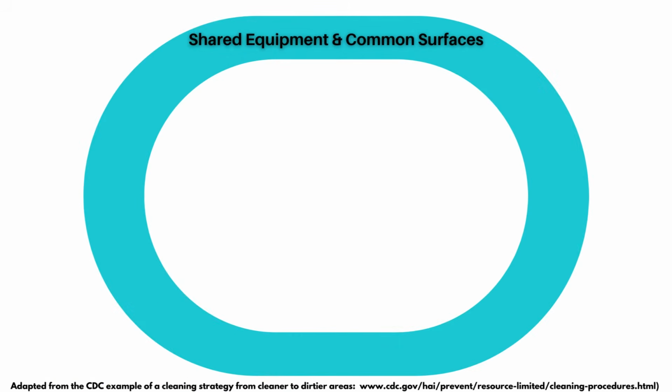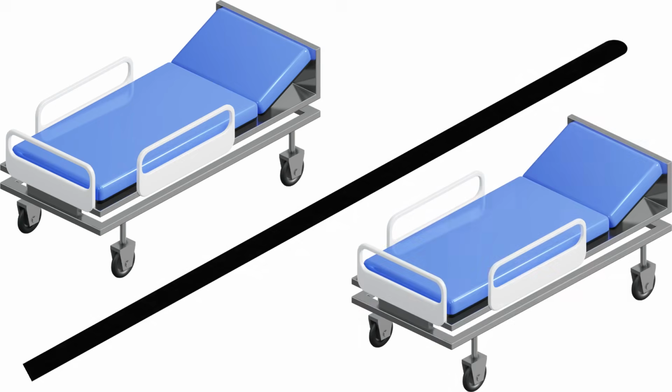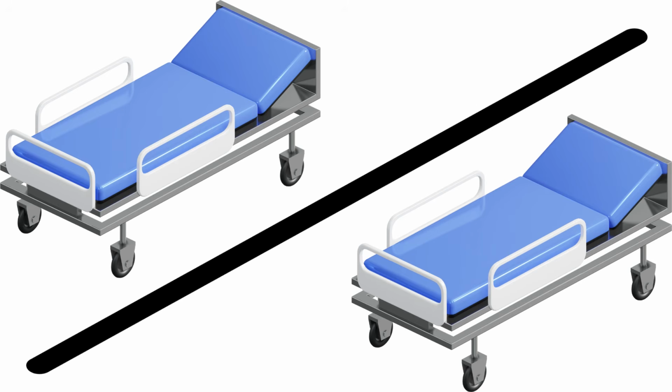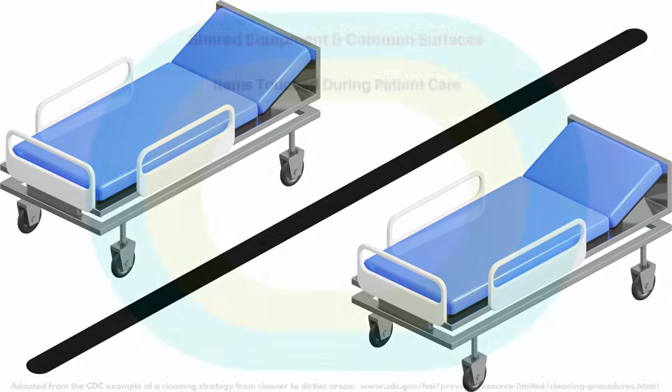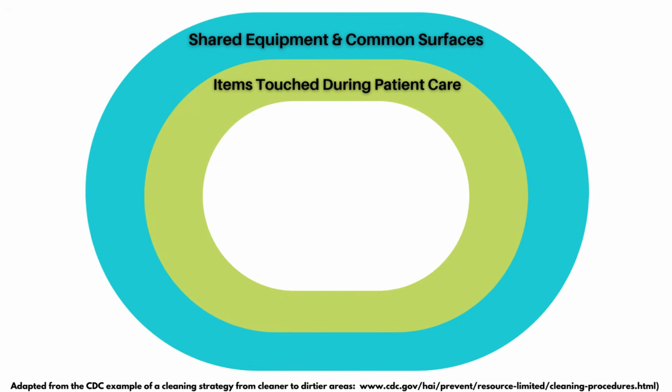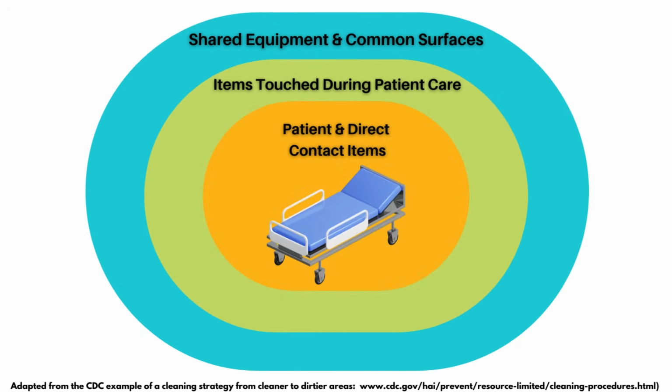Zone 1 is the high-touch surfaces in the outer areas of the room, like shared equipment and common surfaces. If there is more than one bed in the room, treat each bed area separately as its own bed. Zone 2 is the area around the bed. Finally, Zone 3 is the bed. The bathroom is cleaned separately, which is addressed later in this video.